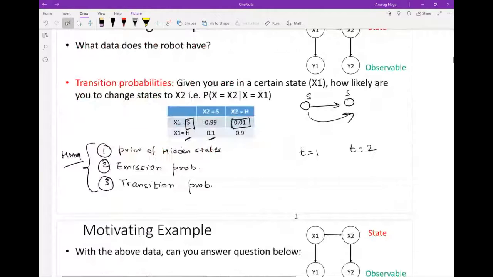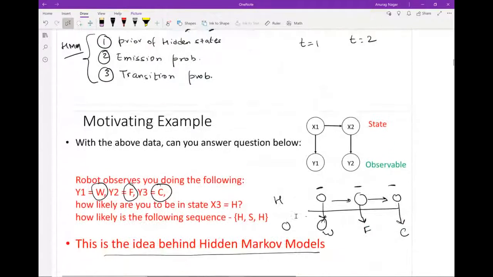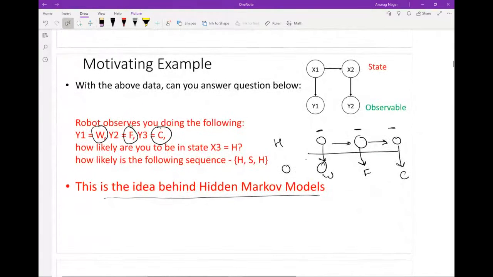Okay, this is the example that we were talking about. So the observables are WFC here. What is the probability that it would be SH, SHH? What is the joint probability of this? So the joint probability of these set of observables and hidden states will be this.